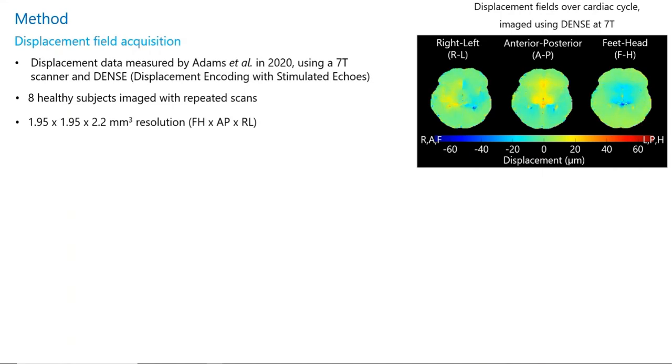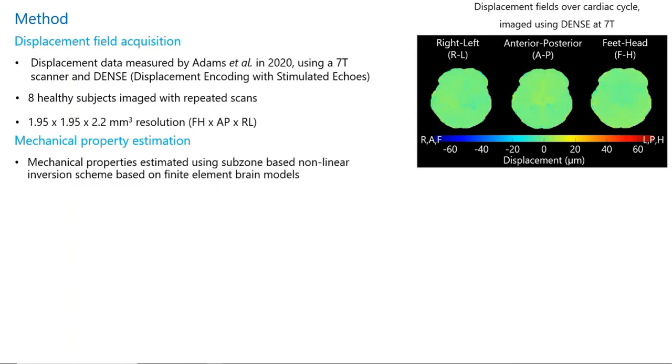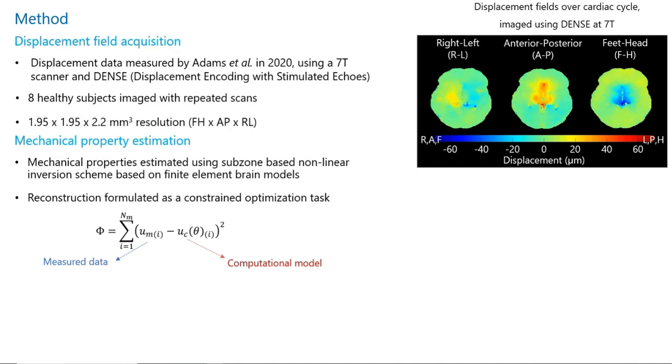2 millimeter isotropic resolution. And then for the property estimation, we use a subzone based nonlinear inversion scheme, which uses finite element brain models. And the reconstruction itself is formulated as a constrained optimization task, where the goal is to minimize the difference between a computational model and this measured data that we have.